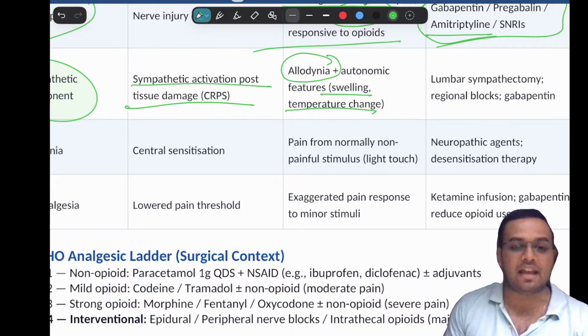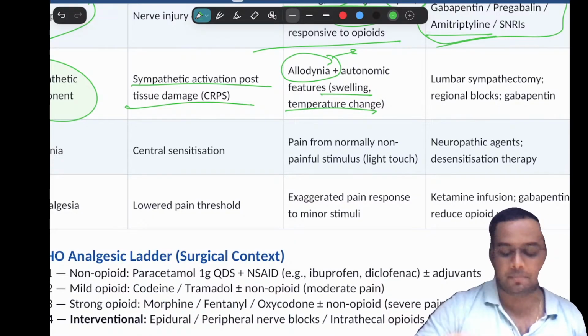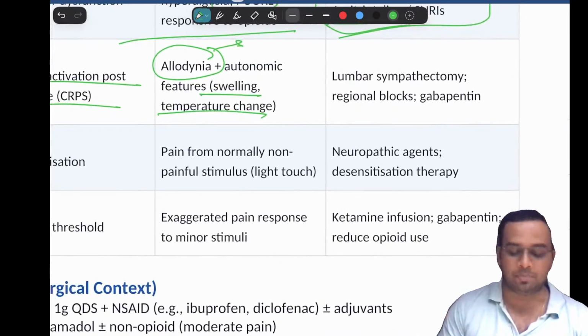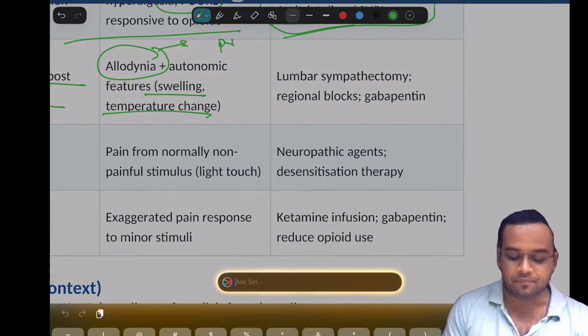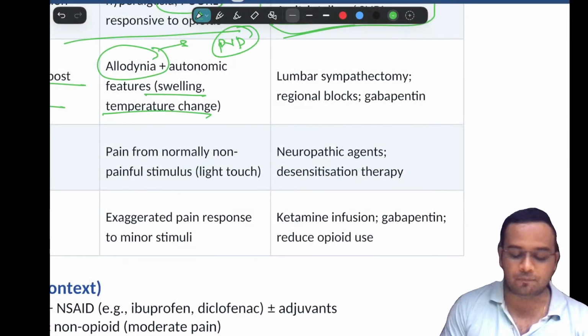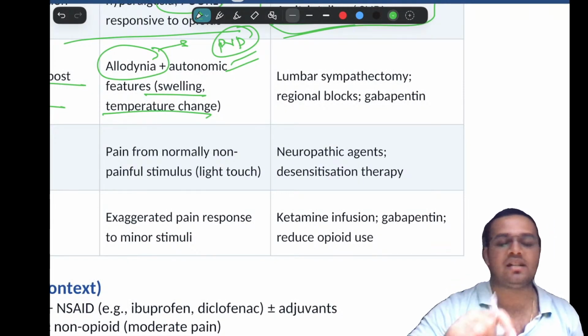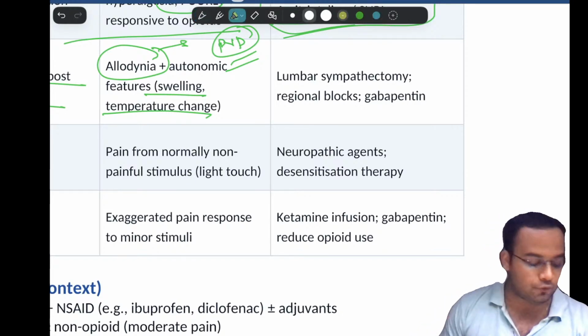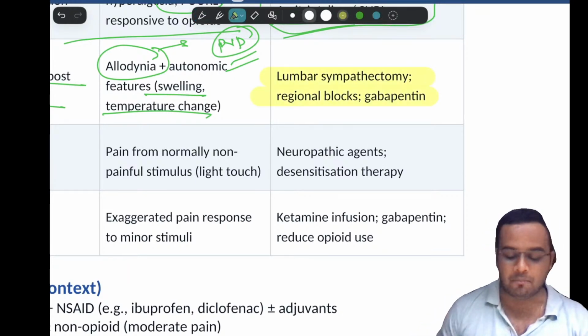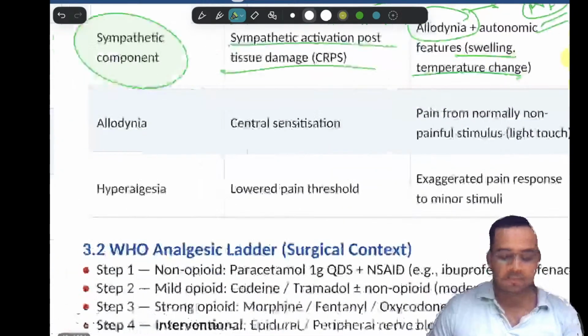As we discussed with allodynia, a normal stimulus can also be perceived as pain, and here it is predominantly seen in cases like PVD. In cases of PVD, even if you touch the feet, the patient is going to wince in pain, and the treatment of choice for this type of pain is lumbar sympathectomy.